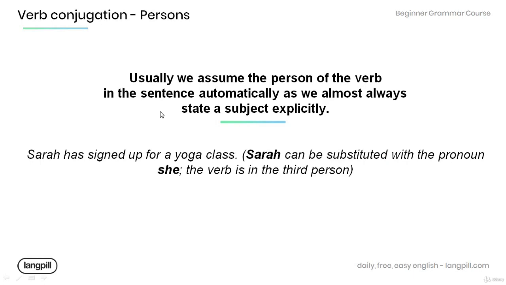Now, usually, we assume the person of the verb in the sentence automatically, as we almost always state a subject explicitly. Let's have a look at the example over here. Sarah has signed up for a yoga class. Now, Sarah can be substituted with the pronoun she, which is in the third person.